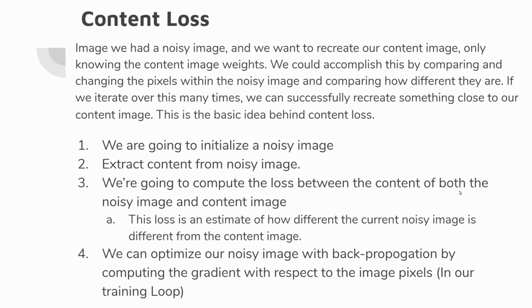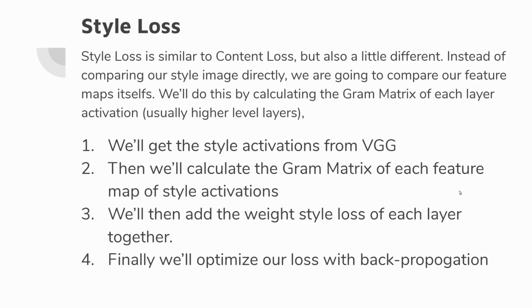So the steps for how that's going to work: we're going to first create a noisy image. We're going to extract content from the noisy image. Then we're going to compute the loss of distance between both the content of the noisy image and the content image, to estimate how different they are. And afterwards, we're going to optimize it with backpropagation. I believe in the original paper they used the L-BFGS optimizer, but from my test, Adam works just as fine too.